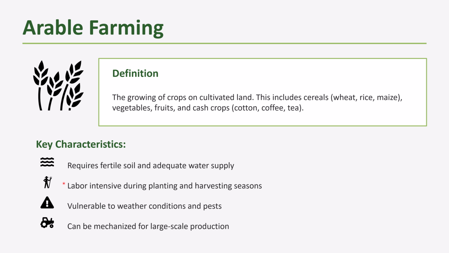First one is environmental requirements: requires fertile soil and adequate water supply. Second is labor patterns: labor intensive during planting and harvesting seasons. Third is risk factors: vulnerable to weather conditions and pests. Fourth is scale and technology: can be mechanized for large scale production. So this brings us to a question: if weather and pests are such high risks, what technologies do you think farmers use to protect their yields?